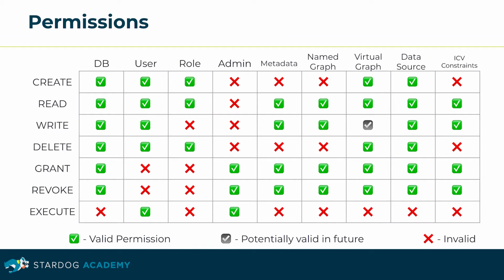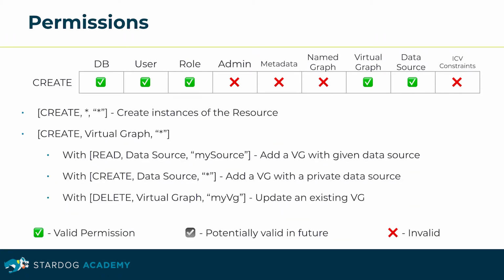This table shows all of the available combinations of actions and resource types, and which ones produce meaningful permissions within Stardog. It can be found along with any updates in the Stardog documentation. However, in this video we will go action by action to provide detail on what all of these combinations allow. We start with the create action.